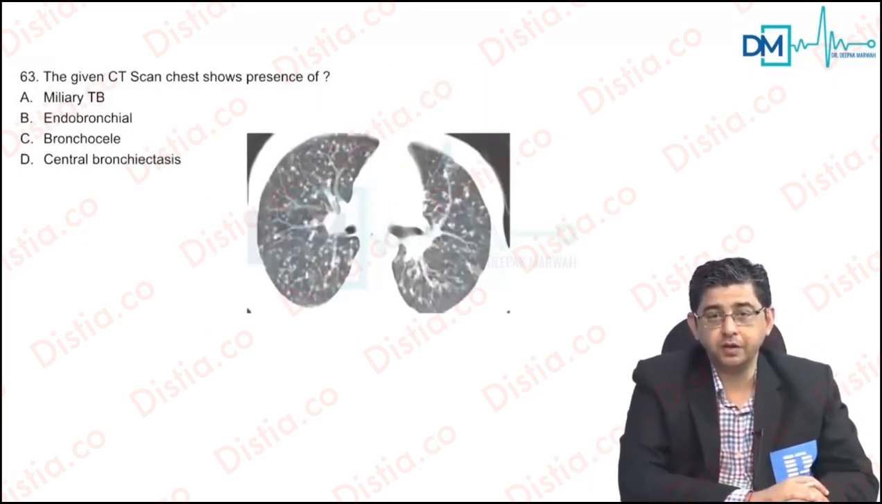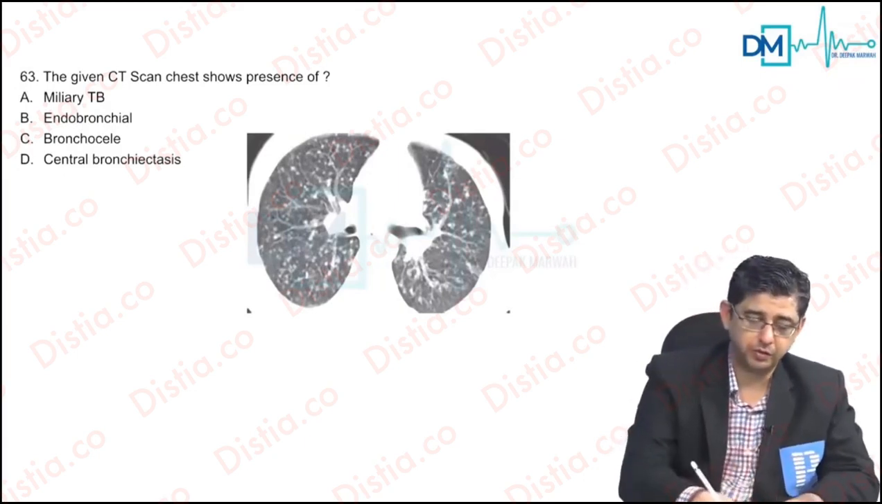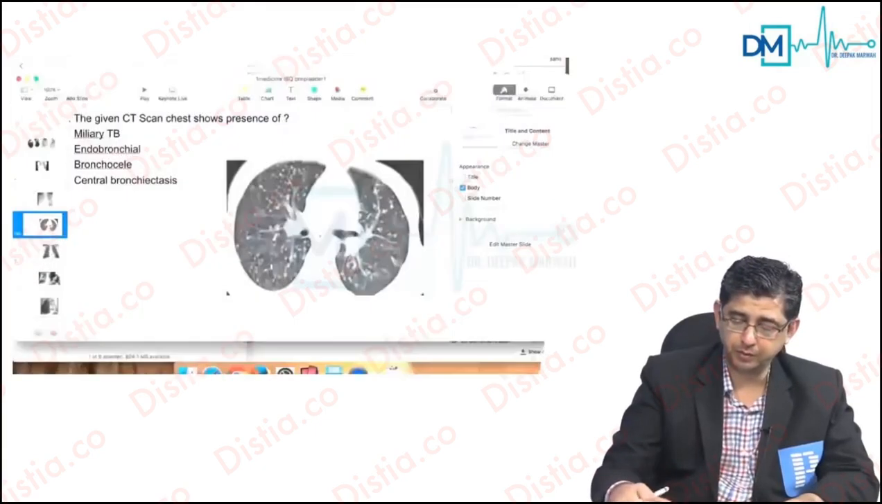The given CT scan shows multiple white spots all over, like the seeds of millets. So, a very clear, straightforward diagnosis. This would be answered as miliary tuberculosis. Endobronchial tuberculosis.